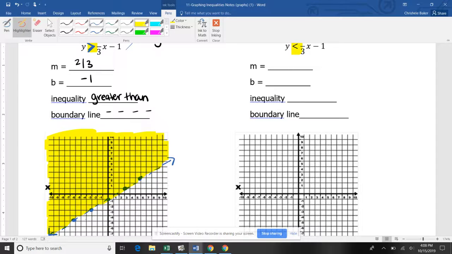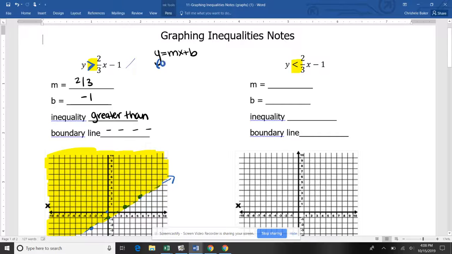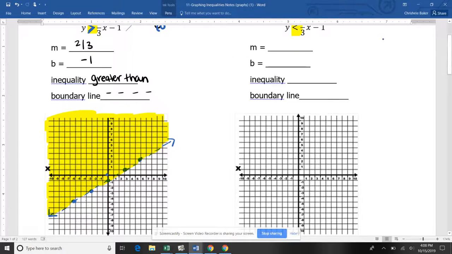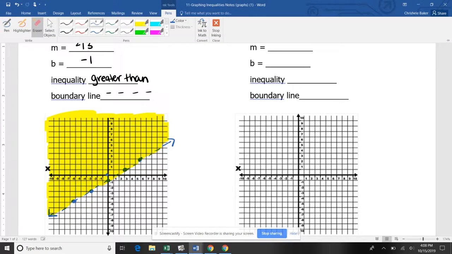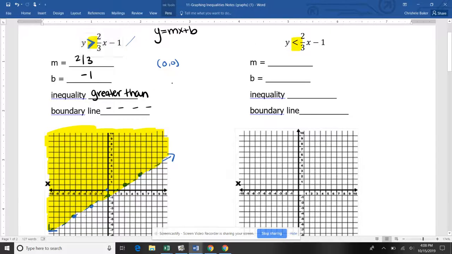Let's talk about a couple solutions. My favorite one to always test out is 0, 0. I can see 0, 0 is in my shaded area. Let's substitute that back into the original inequality. This is x, this is y. Is 0 greater than 2/3 times 0 minus 1? 2/3 times 0 is 0. Is 0 greater than -1? It sure is.